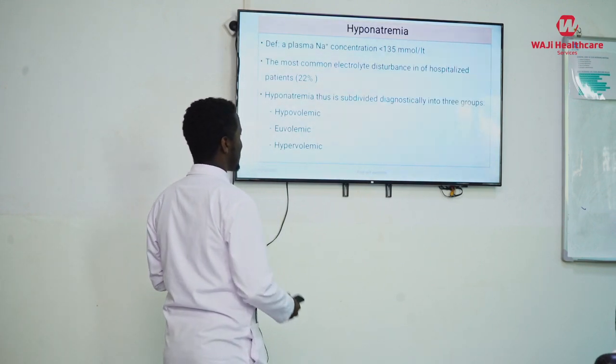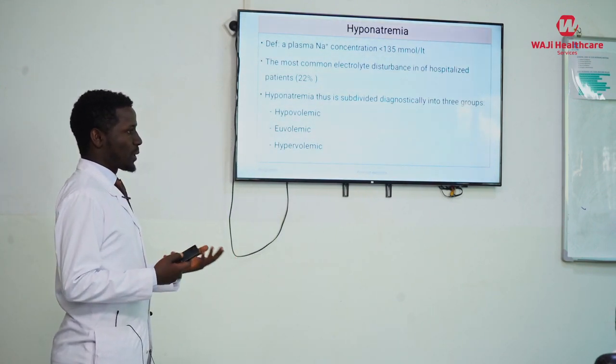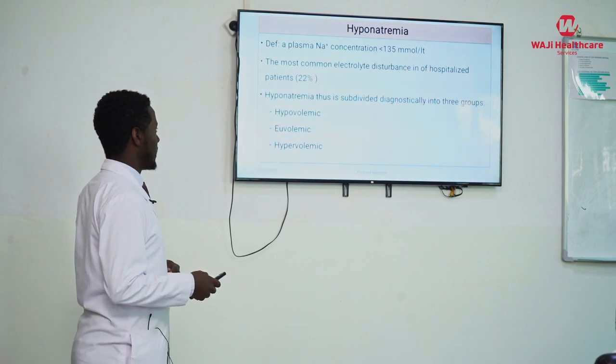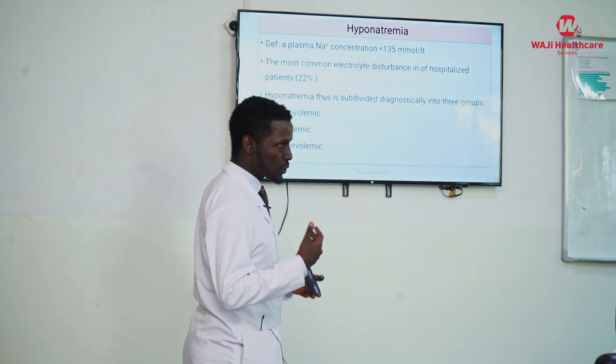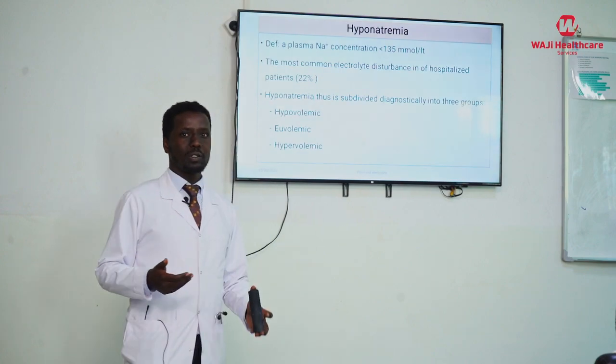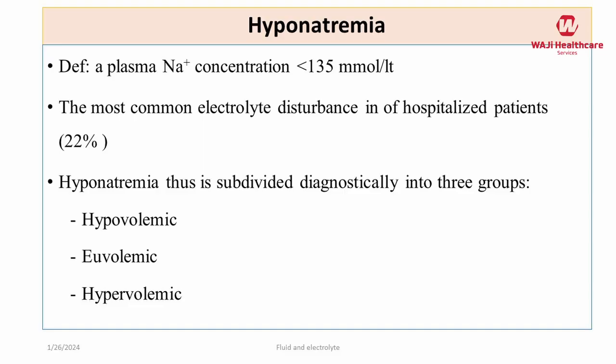So hyponatremia can be classified, which is important for diagnosis. This classification is also very important for management purposes. So we can classify hyponatremia into hypovolemic hyponatremia, euvolemic hyponatremia, and hypervolemic hyponatremia. Let's simply understand these three components. Let's say this is our body.